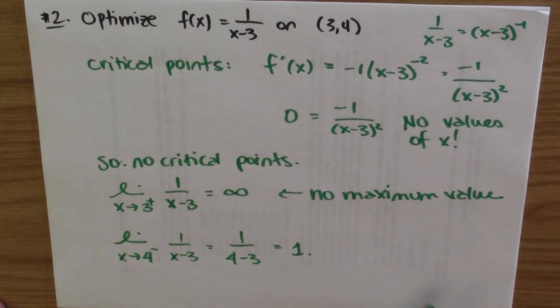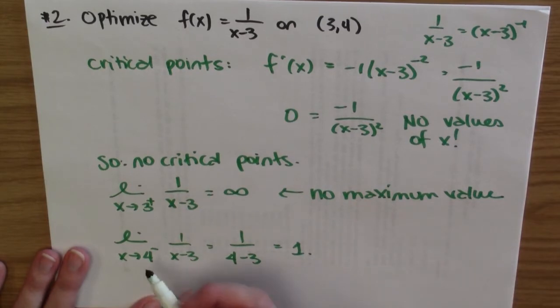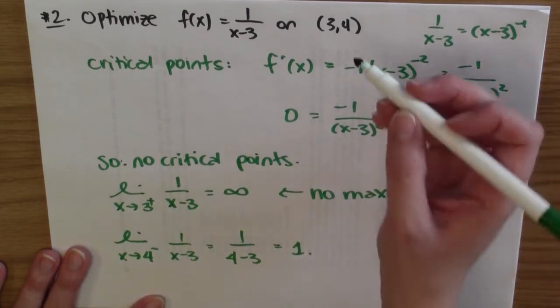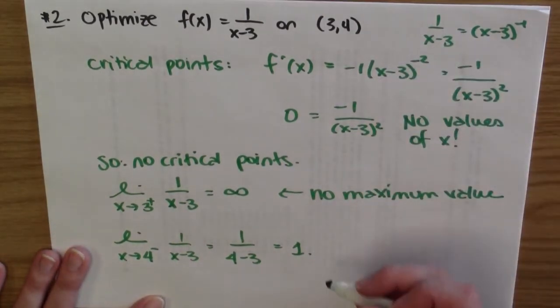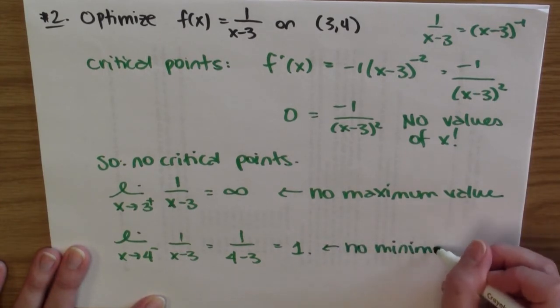But there's also no minimum value, because here I'm going towards 1, which means that I'm kind of coming towards it, but since I don't have x equals 4 in my interval, I don't ever actually get there. I can get as close as I like by making x as close to 4 as I like, but still no minimum value.